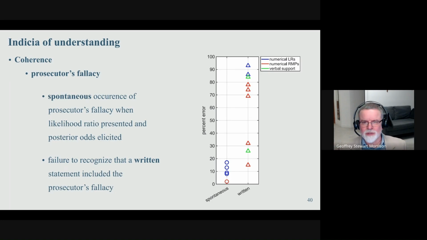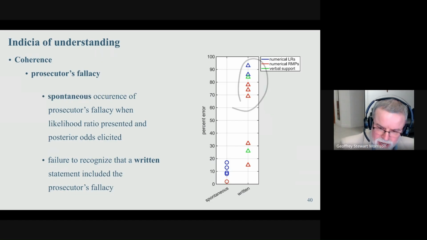And the other experiment design that looked at the prosecutor's fallacy presented written statements. Participants were basically asked, is this written statement correct, or is it erroneous? For example, earlier you were presented with a likelihood ratio. Does this written statement correctly represent what was presented to you before? And so they were asked to make decisions on these written statements. And in that context, you had some really big errors of participants being presented with a statement that included the prosecutor's fallacy and saying it's fine.